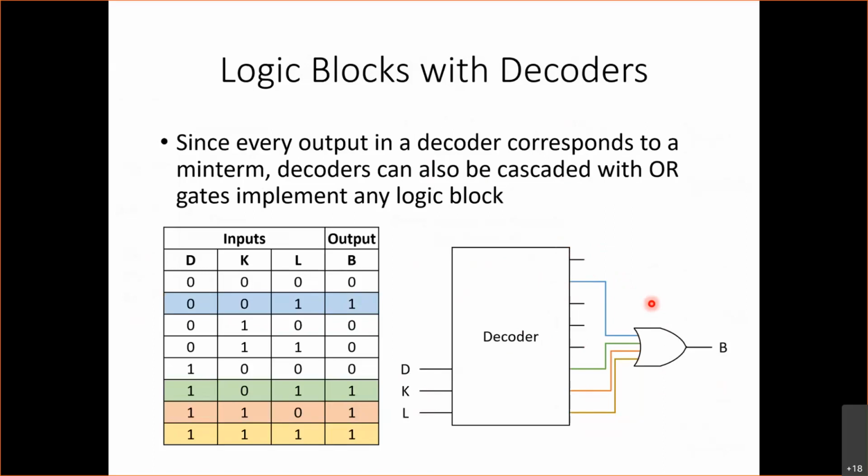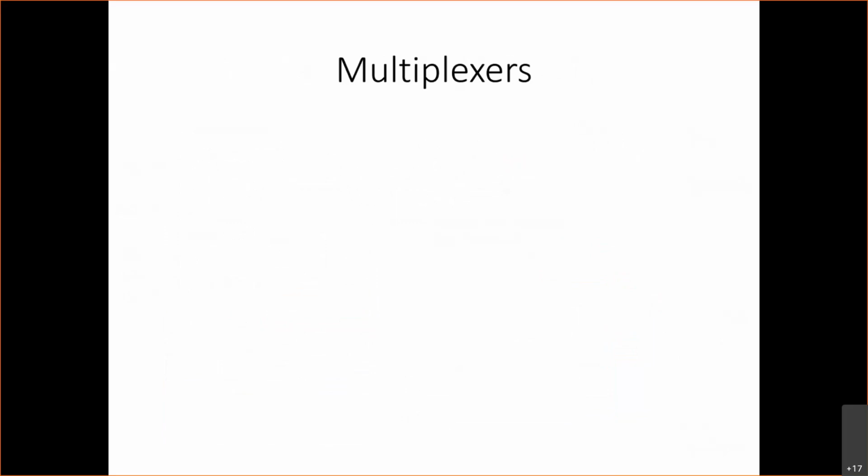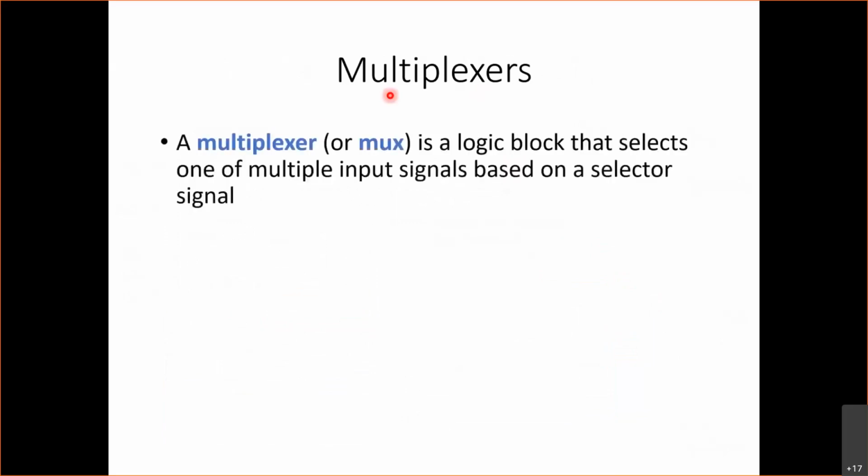Okay, so if there are no questions on decoders, let's move on to the next circuit of interest, which is multiplexers. A multiplexer is a logic block that selects one of multiple input signals based on a selector signal. This is a common operation that we do all the time. We have some input signal, some condition, or some value, and based on that value, we would like to select one of multiple inputs. The circuit to do this is called a multiplexer.